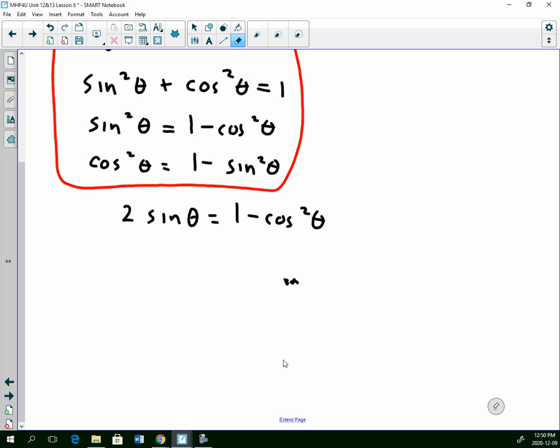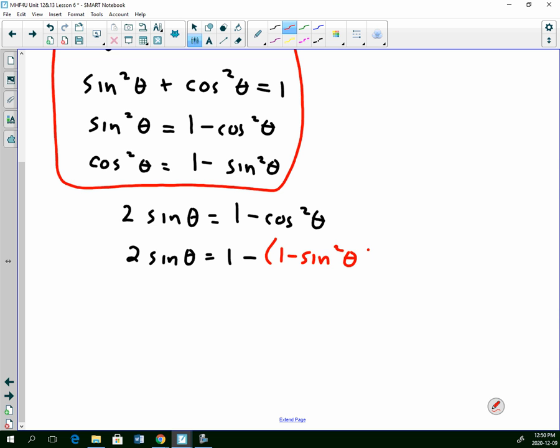Okay, so when I replace the cos squared, I'm going to put it in brackets, especially because I have this subtraction or a negative sign in front. And that's going to affect the sign. So I'm replacing cos squared with 1 minus sine squared. I'm going to expand that bracket by applying the negative to both terms. So the 1's actually add to 0.